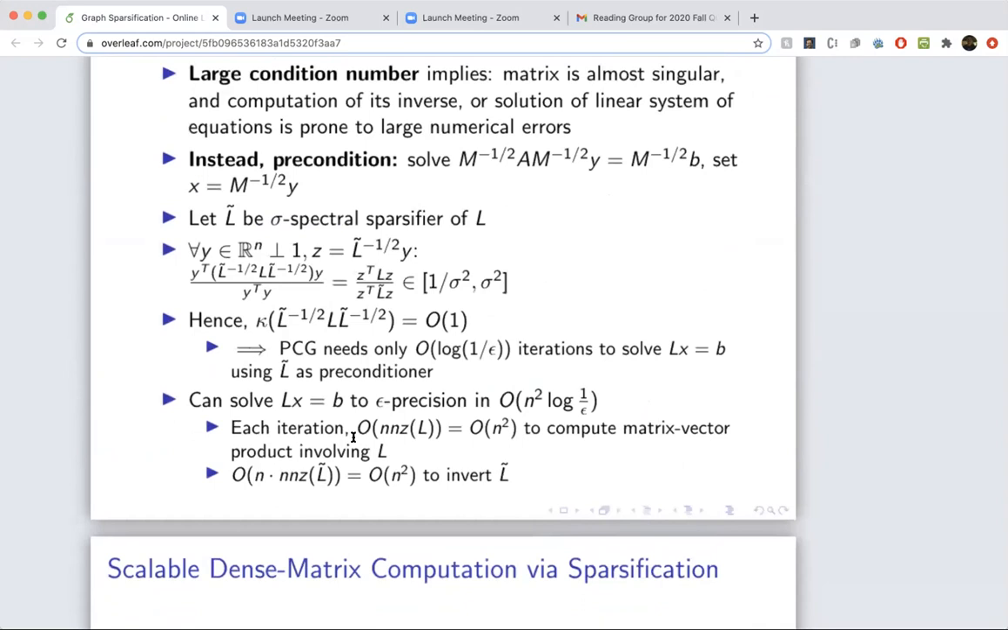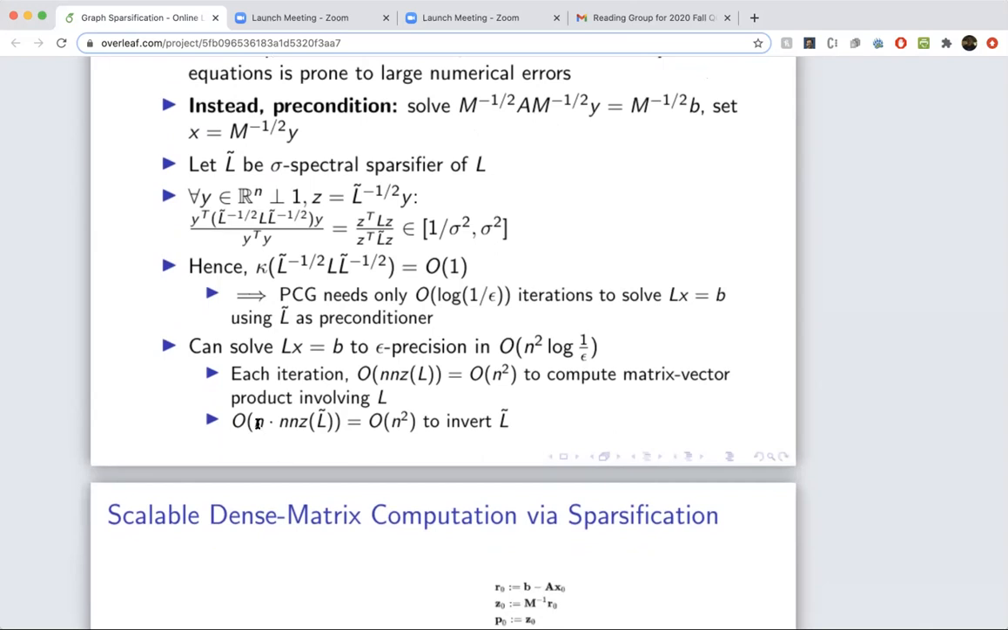And that means that we can solve Lx equals B to epsilon precision in big O of n squared log of 1 over epsilon. Because on each iteration, we require big O of the number of non-zero entries in L, like O of n squared, to compute the matrix vector product involving L. That still has not gone away. But on the other hand, for each iteration, we only need to compute the inverse of this preconditioner matrix L tilde. And computing the inverse, because this is a sparsified version of the original Laplacian, is a lot easier because the number of non-zero entries is going to be linear compared to the potential n squared number of non-zero entries in the original Laplacian. So then we get big O of n squared.